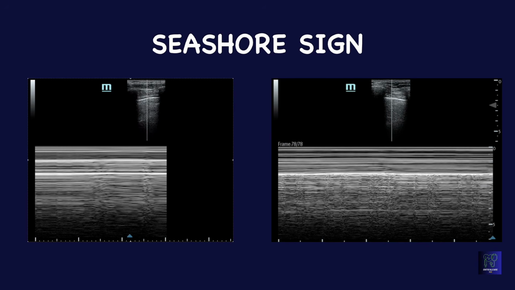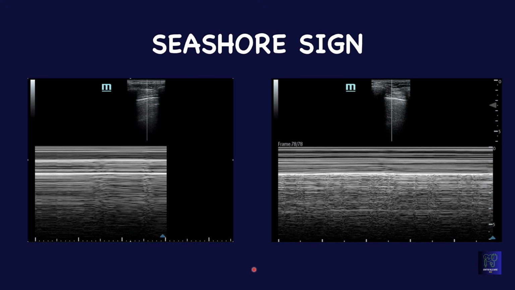Sometimes you will hear the terms Seashore sign and Barcode sign. These are basically M-mode equivalents of presence of lung sliding and absence of lung sliding respectively. Details of M-mode were discussed in the video on general principles of ultrasound. Let's start with understanding Seashore sign.